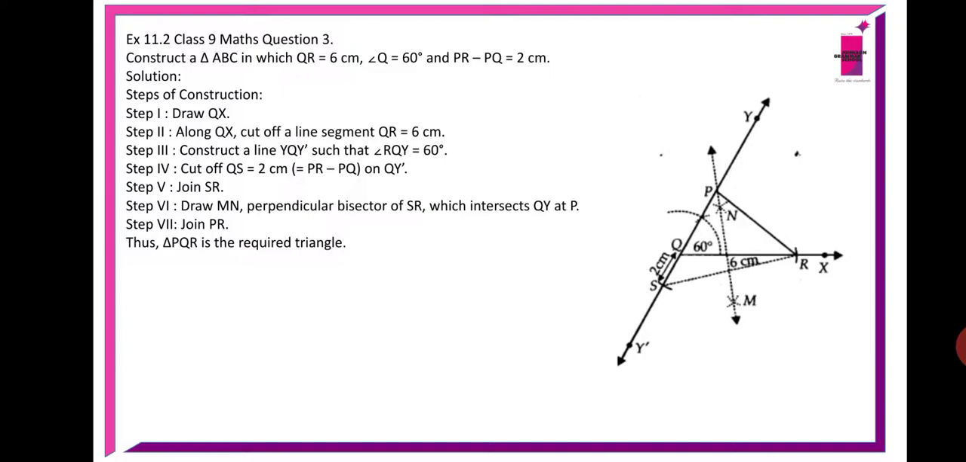Now draw QX. Along QX, cut off a line segment QR equal to 6 centimeters. Construct a line QY such that angle PQY equal to 60 degrees. Cut off QS equal to 2 centimeters, that is equal to PR minus PQ, on QY', that is below the base, on the opposite side of the angle. Now join SR. Draw MN, the perpendicular bisector of SR, which intersects QY at P. Join PR. Thus, triangle PQR is the required triangle.